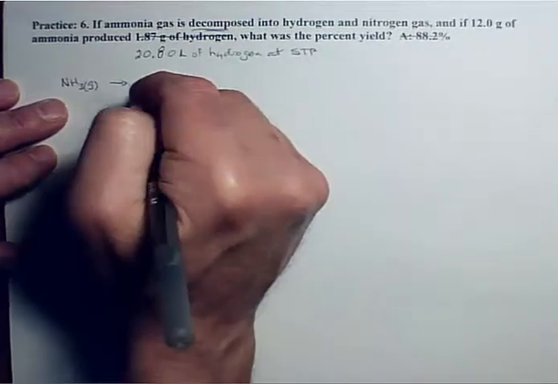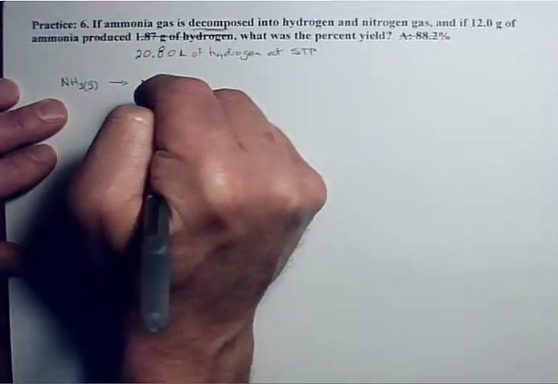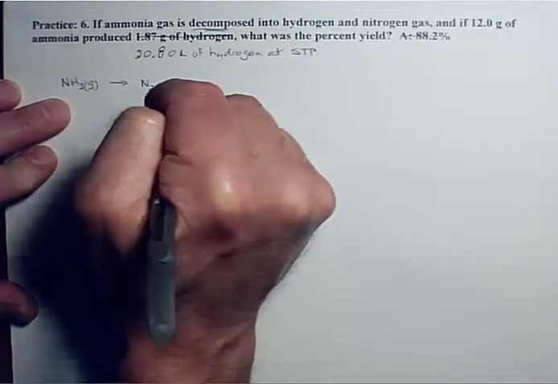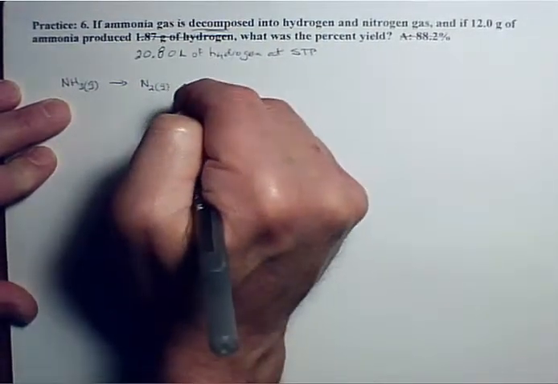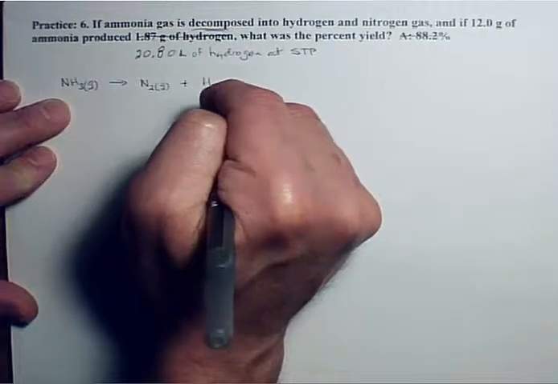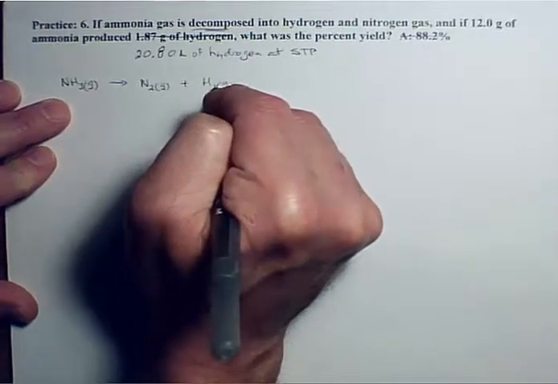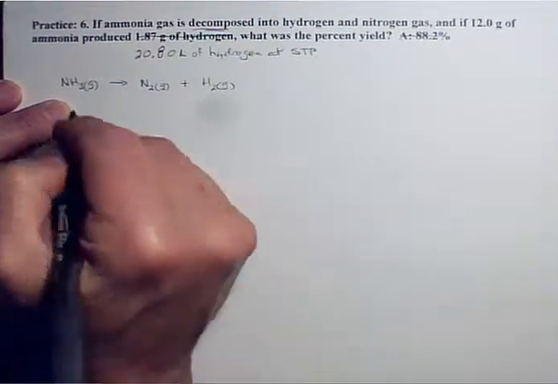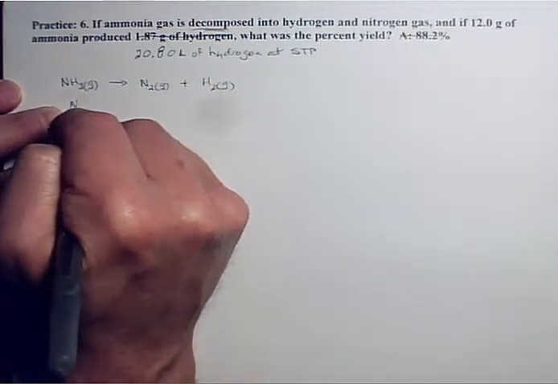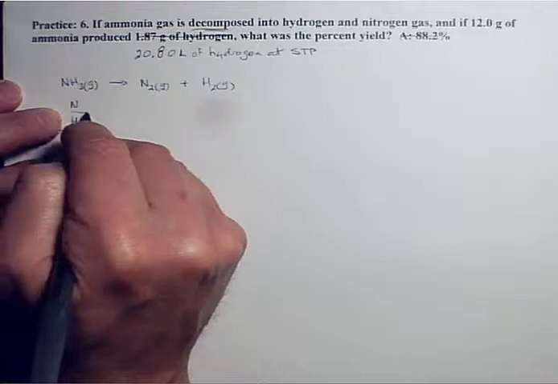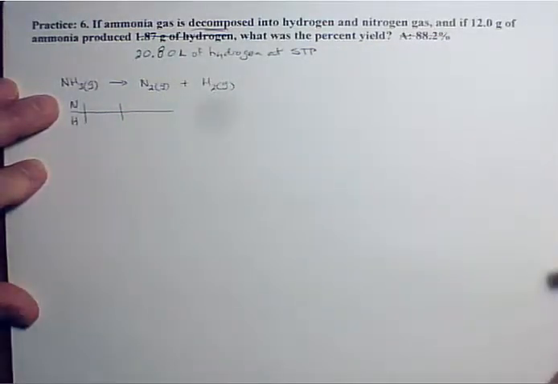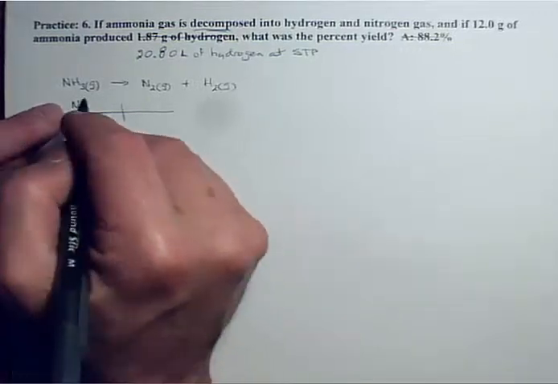And so we're going to decompose it into nitrogen gas, and you need to know nitrogen gas is N2. And we're producing also hydrogen gas, it says, and hydrogen gas is H2. But we have to balance the equation. And so we're going to list all of our elements, N and H. Huge list of elements, huh? Have y'all balanced the equation already?